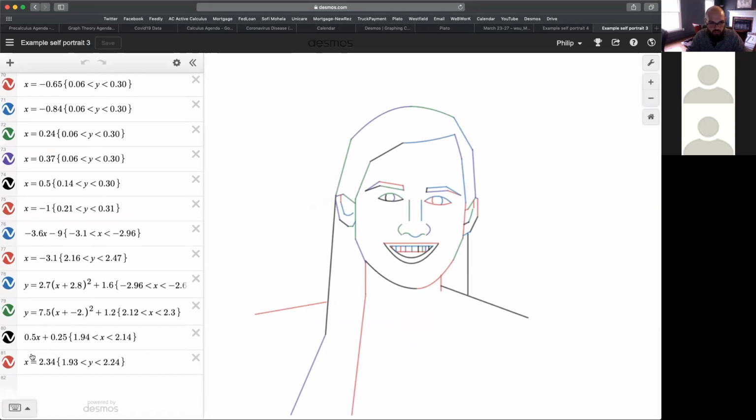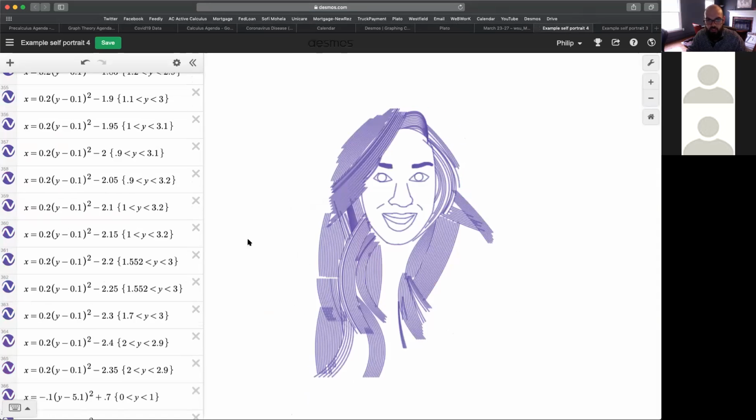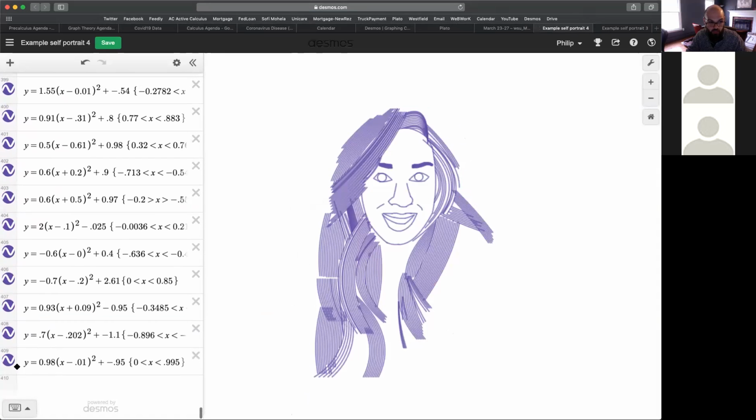So this is at 80 lines. I said the minimum I wanted was 75 just to have some detail. And then this one is really super detailed, but you can see it's over 400 lines. So it doesn't have to be this detailed. This is one example that I show.